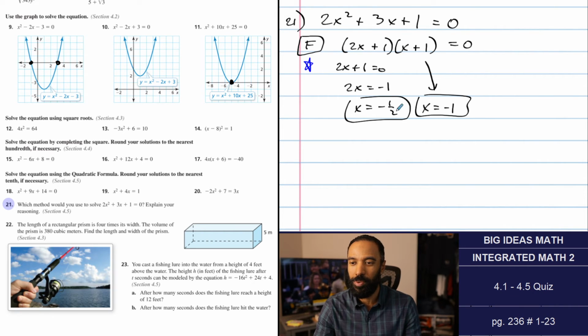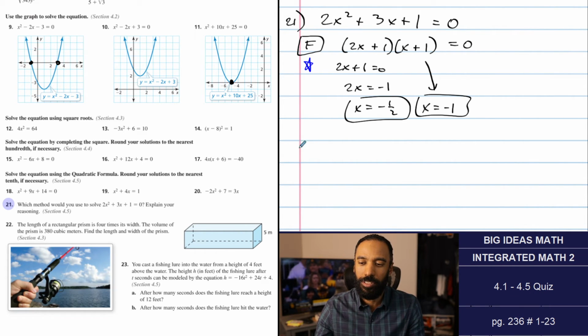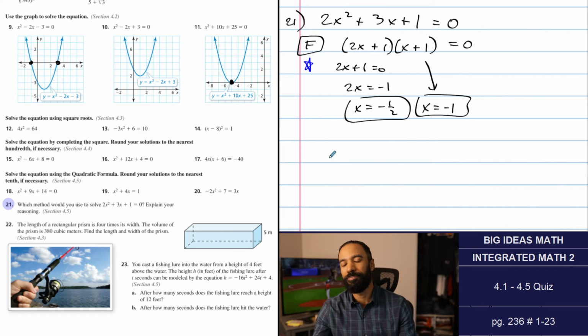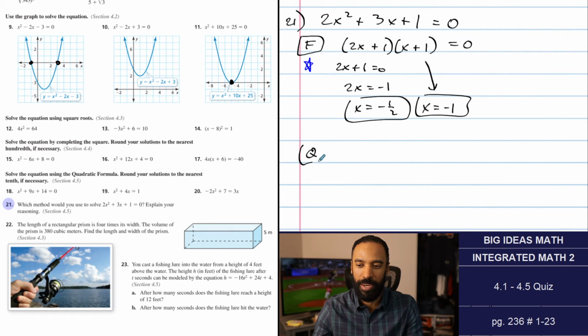If it's factorable, that's what I like to do. Let's do it by completing. Well, you know what? Let's do it by quadratic formula. That would be my next go-to. If it wasn't factorable, I would do quadratic formula. If I wasn't sure if it was factorable, I would go to quadratic formula. I would try to factor.